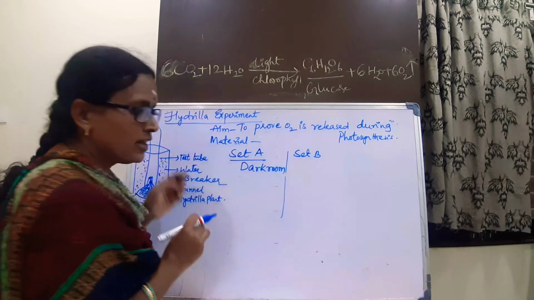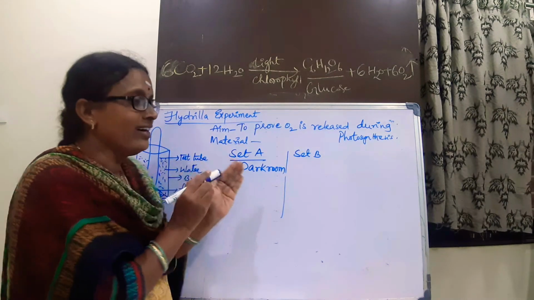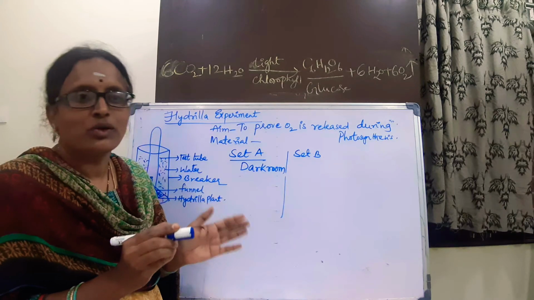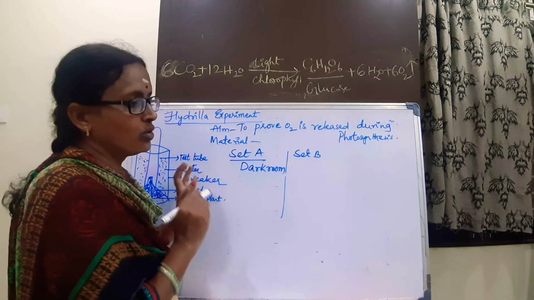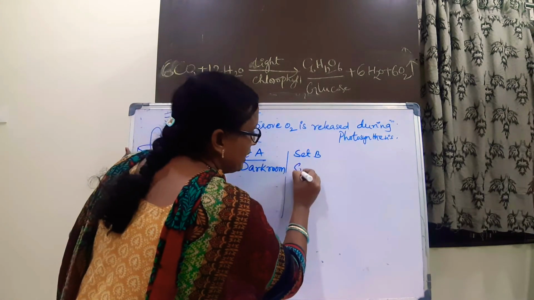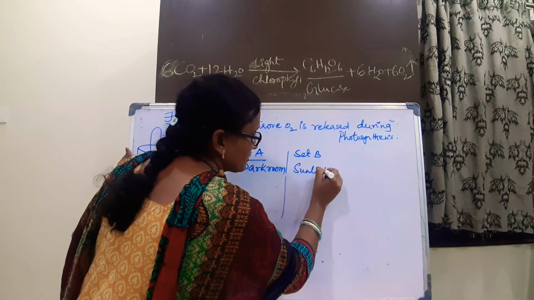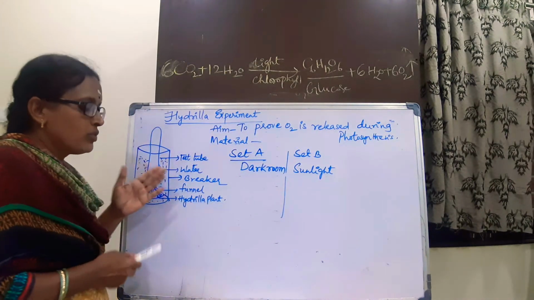Simply, we are keeping it in the classroom, in a place where light is not available. To avoid light, we are just keeping it in the cupboard, in the dark room, and set B in the sunlight. So, what is the procedure?